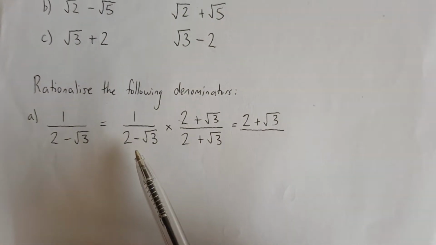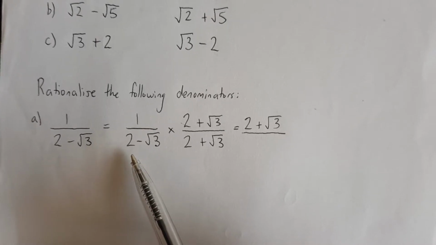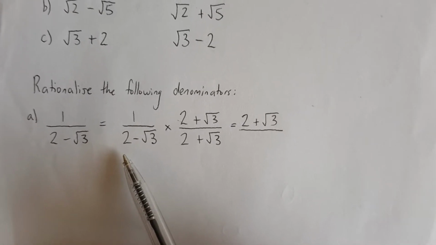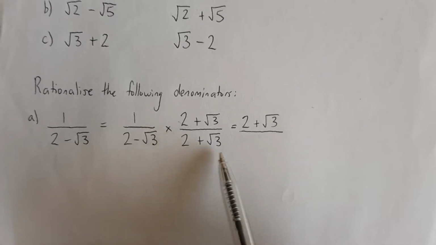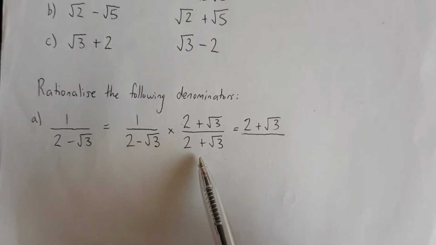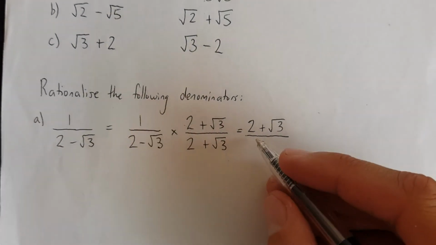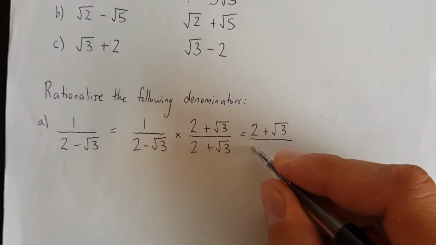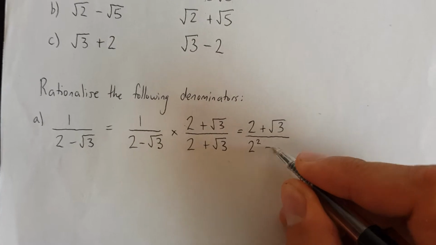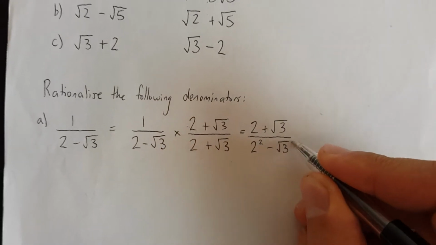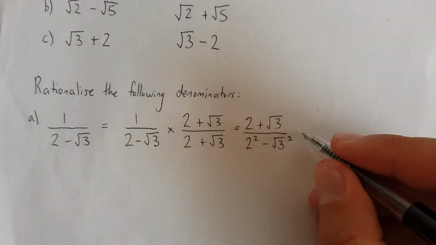On the denominator, we can see, and this is going to happen all the time, guys, you're going to have this difference of two squares. They're the exact same expressions, except one has a minus, one has a plus. Okay, so remembering difference of two squares, it's going to be the first term squared minus the second term squared. Okay, now we just need to simplify.